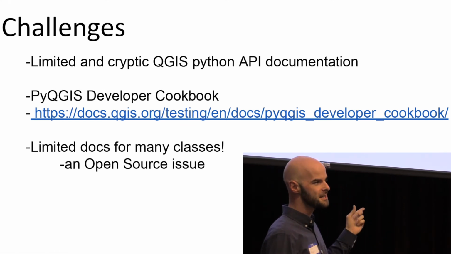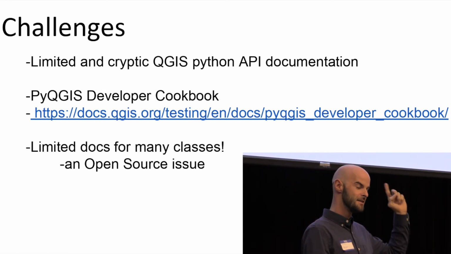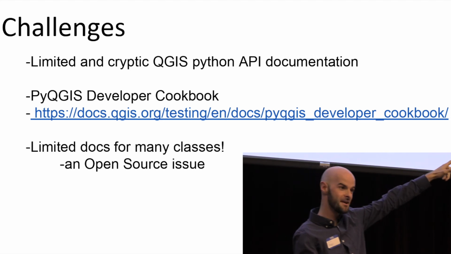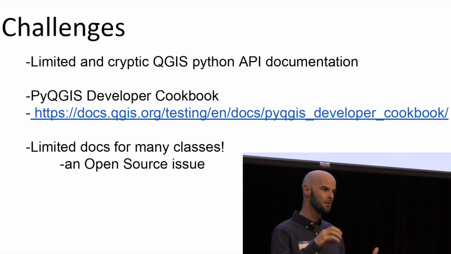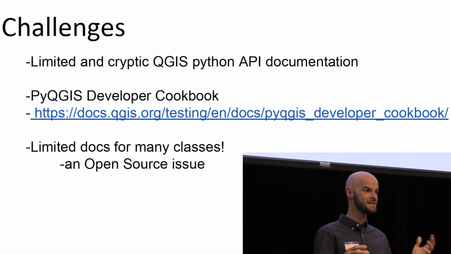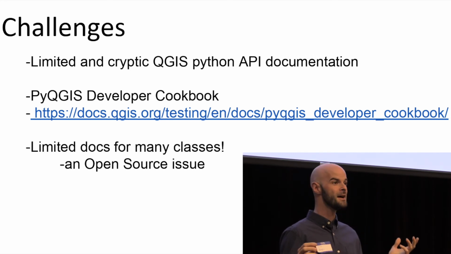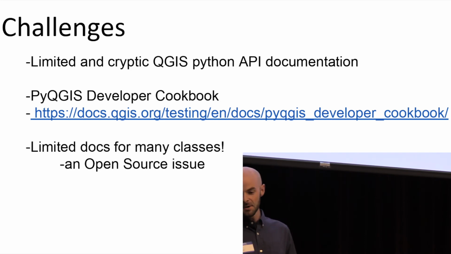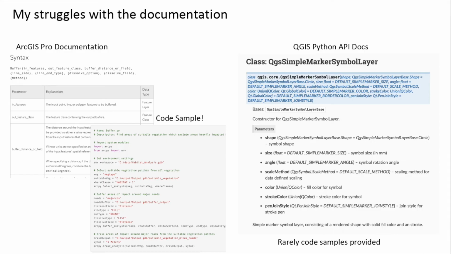I briefly mentioned the PyQGIS Developer Cookbook in one of the earlier slides. This was a really good resource to get me started. It provides a lot of examples of really common use cases, but once you get into customizing things further, you were kind of left to your own devices. And I think this is an open source issue. Obviously, QGIS is an open source effort. No one's being paid like they are at Esri to write really thorough documentation. I want to get involved in writing documentation. I should have already, but I'm going to do it.